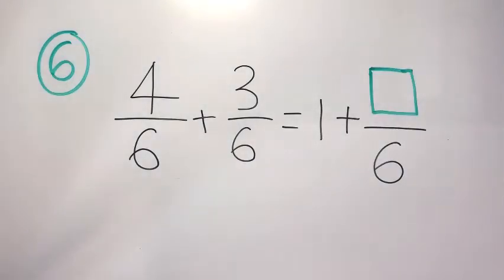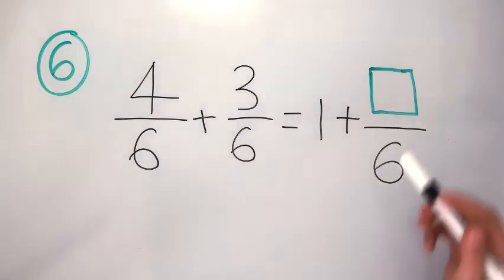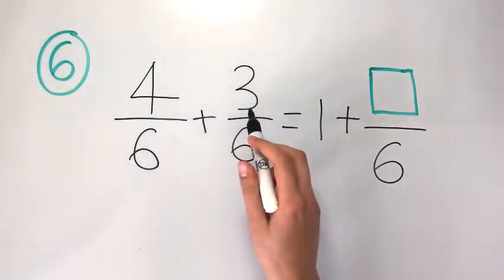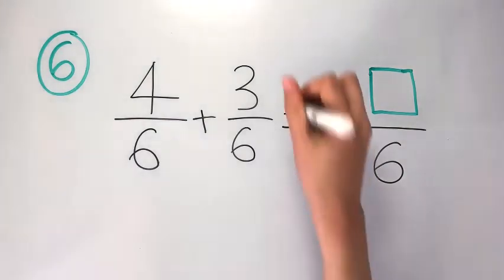Question 6. 4/6 plus 3/6 gives us 1 and something over 6. When we're adding, it's the same as taking away the bottom numbers, so the denominator needs to be the same, which they are. All that's left now is to add the top two numbers. 4 plus 3 gives us 7.